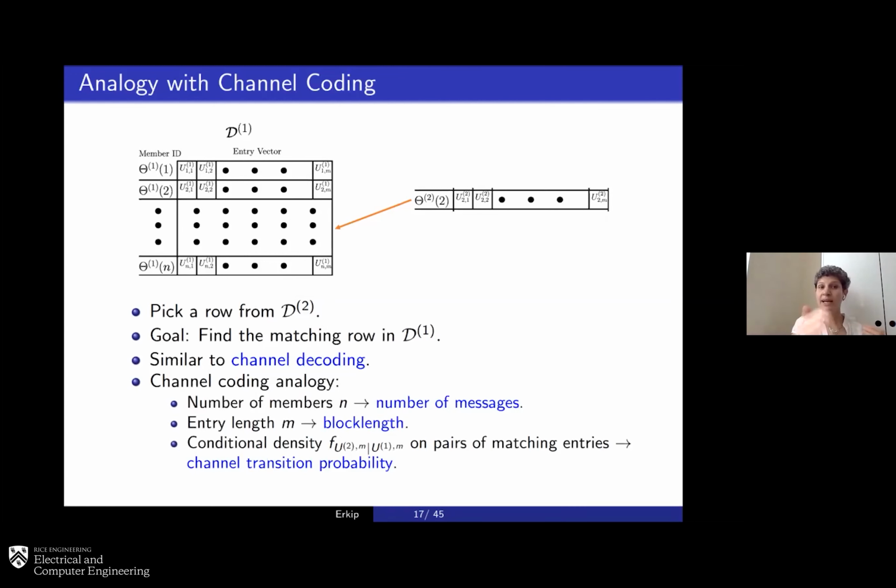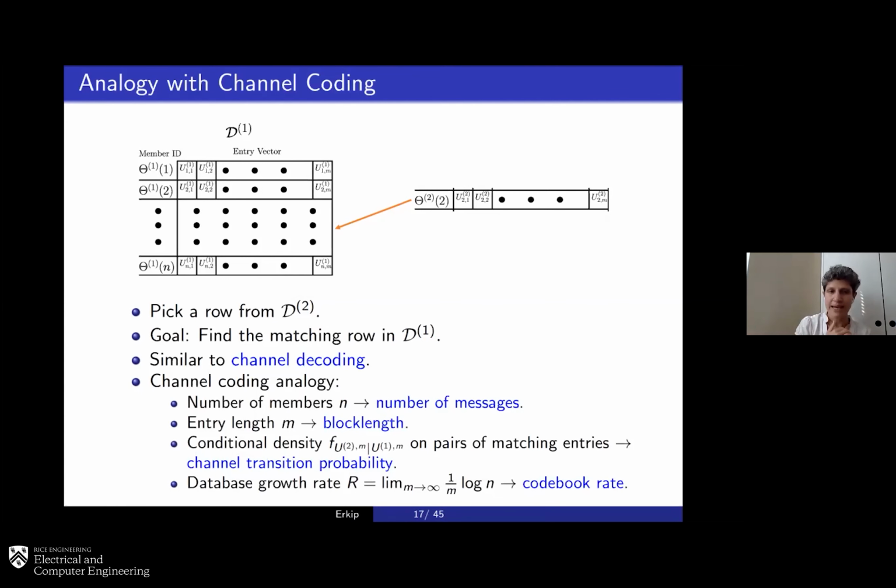Remember that these two databases are correlated with one another, but they're not exactly the same. So we think of a channel taking the first database, adding noise and distortion, and creating the second database. The correlation between the two databases will be related to the channel transition probability. Finally, our database had N rows and M columns. We define a quantity called the database growth rate, R, which is the limit as the number of columns goes to infinity of 1 over M times log N, which is analogous to our codebook rate.